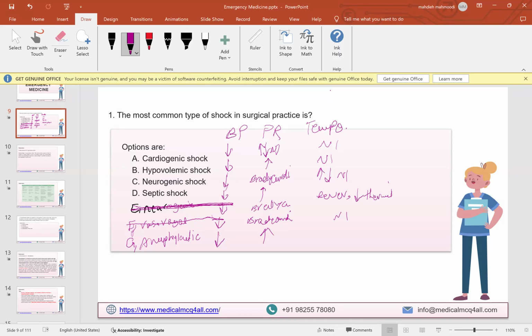Mostly normal, yes. So as you can see, we have different things in blood pressure and pulse rate, but the only thing that is common in all forms of shock is blood pressure. This is the definition of shock: systolic blood pressure less than 90. You understand? Yes. Very good.